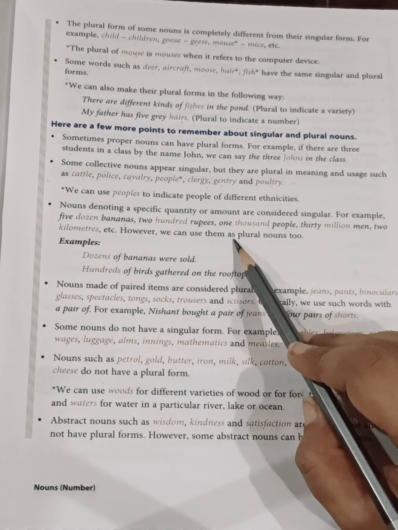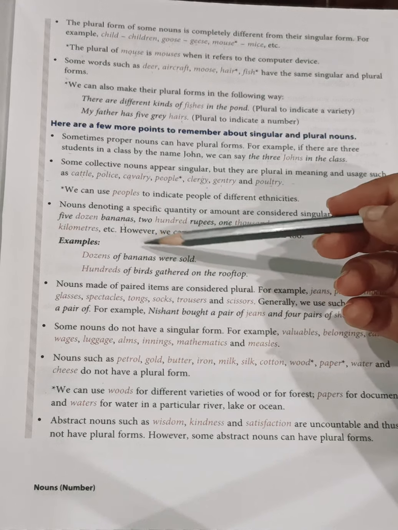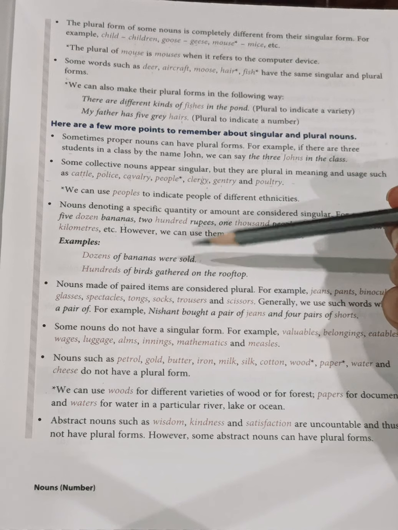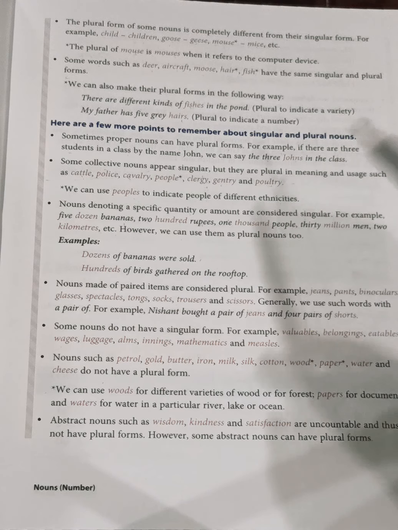However, we can use them as plural nouns too. We can use all of these words as plural nouns also. For example, dozens of bananas were sold. Hundreds of birds gathered on the rooftop.